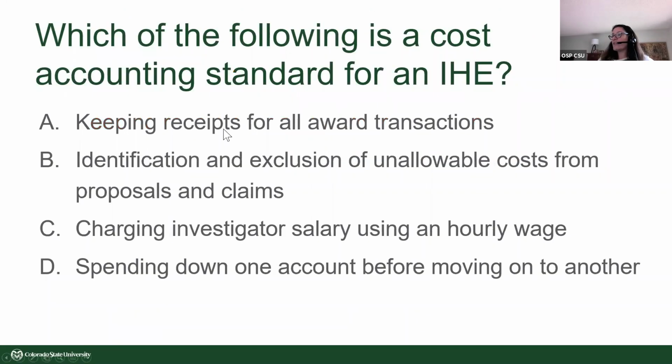Okay, which of the following is a cost accounting standard for an institute of higher education? A, keeping receipts. B, identification and exclusion of unallowable cost. C, charging investigator salary using hourly wages. Or D, spending down one account before moving to the other. Which do you think is a cost accounting standard?